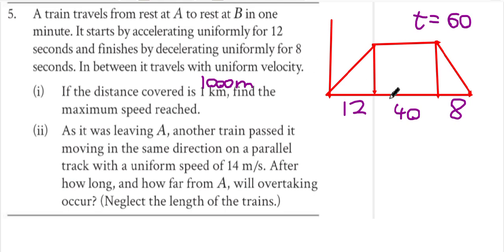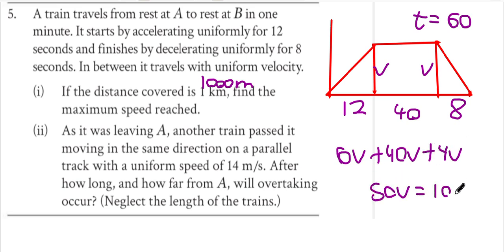Agreed? It's very similar to the question we did earlier. You just get the area under the graph and put it equal to 1,000. A half of 12v, the area of this triangle, is 6v, because it's 12 multiplied by v and halved. The area of the rectangle is 40v, and the area of the last triangle is 4v. That results in 50v equals 1,000, so v is 20 meters per second. And we got 20.